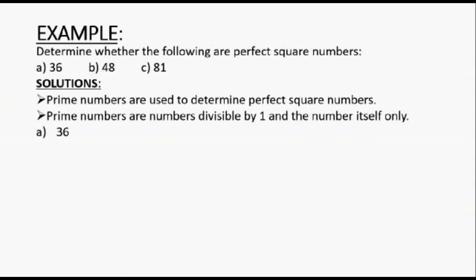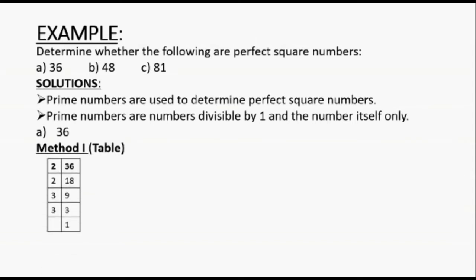Now let's go to 36. When you're asked to determine whether a number is a perfect square number, there are 2 methods that we use. The first one we are going to use is the table method. You use prime numbers to determine. So we are going to say 2 into 36 is 18. 2 into 18 is 9.